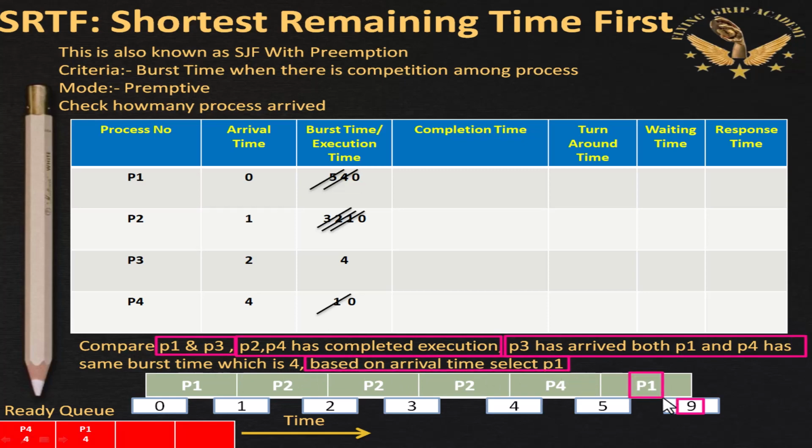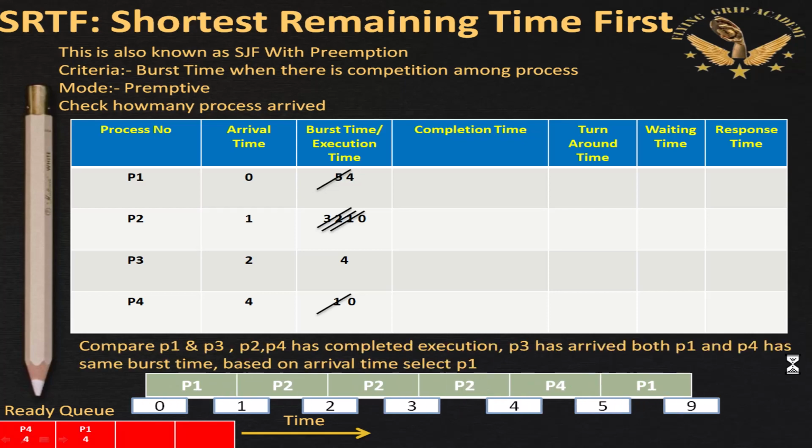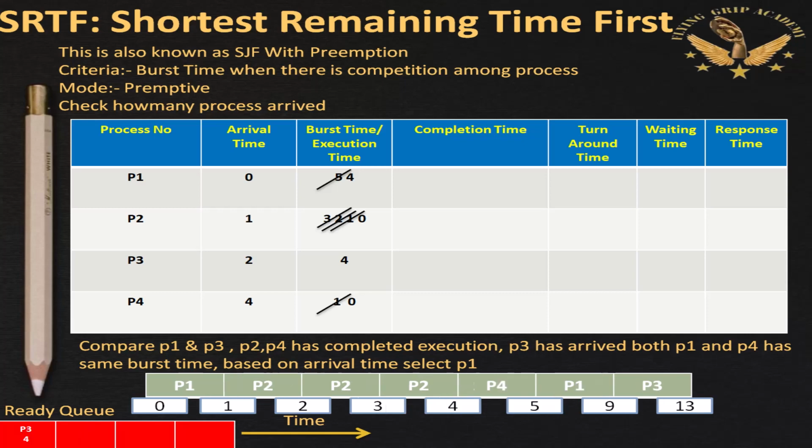So P1 has completed at 9. Later on, we are going to allow the next process, P3. So now P3 has completed its task at time 13.